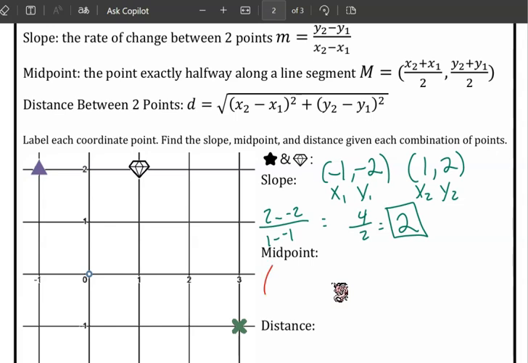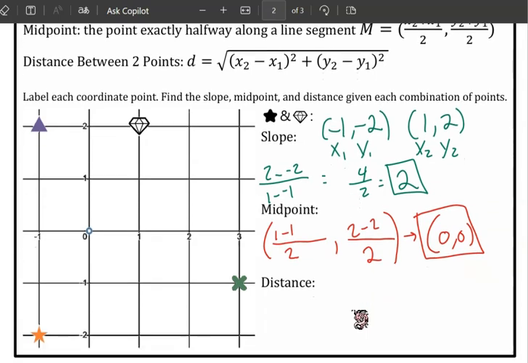The midpoint will have 1 minus 1 over 2, and then 2 minus 2 over 2. That's going to give you 0 over 2, and then 0 over 2. That's the origin, 0, 0.